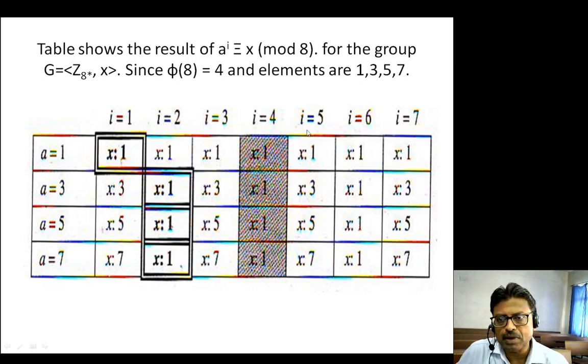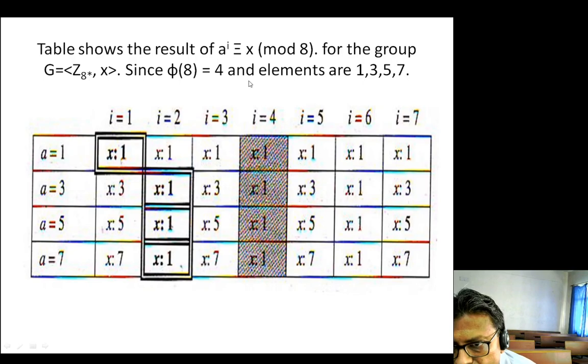3 to the power 4 will be 81. Now we already know 3 square is 1, so 3 to the power 4 is also 1. Similarly for other values of i we will be getting different values. And a is equal to 5: 5 to the power 1 will be 5, 5 to the power 2 is 25, which will be 1, 5 to the power 3 is 125, so the residue will be 5 mod 8, and so on. What I am trying to show you is that since the order of the group is 4, for i equal to 4 we are getting x equal to 1 for every element.